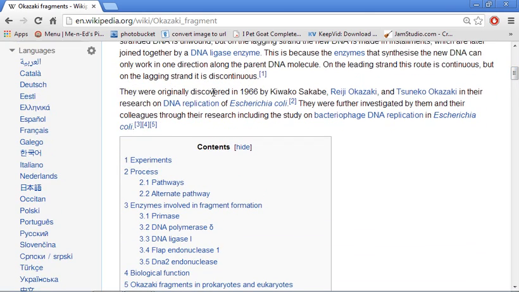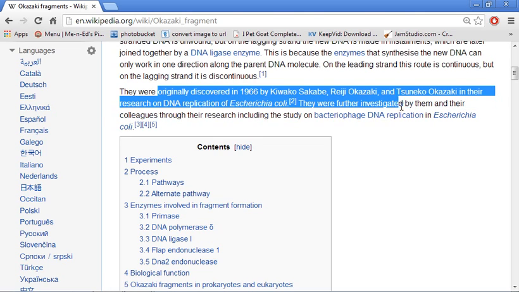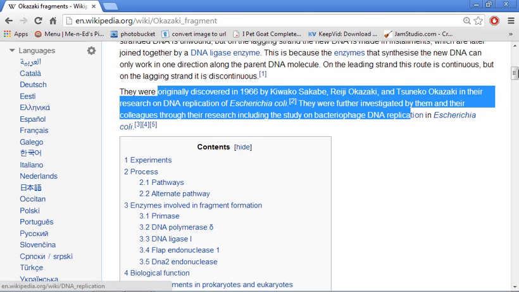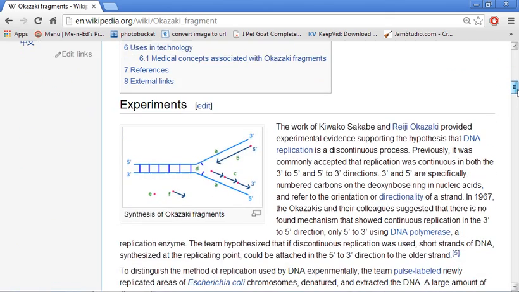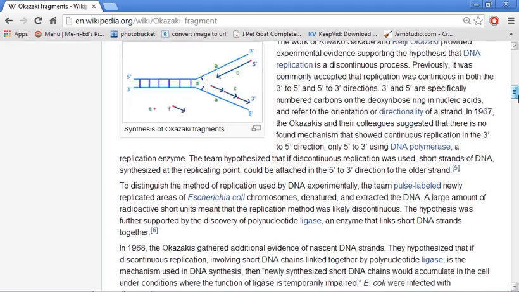Oh wow. They were discovered in 1966 by Okazaki in the research. You can't make this stuff up. So anyway, you guys, wow.